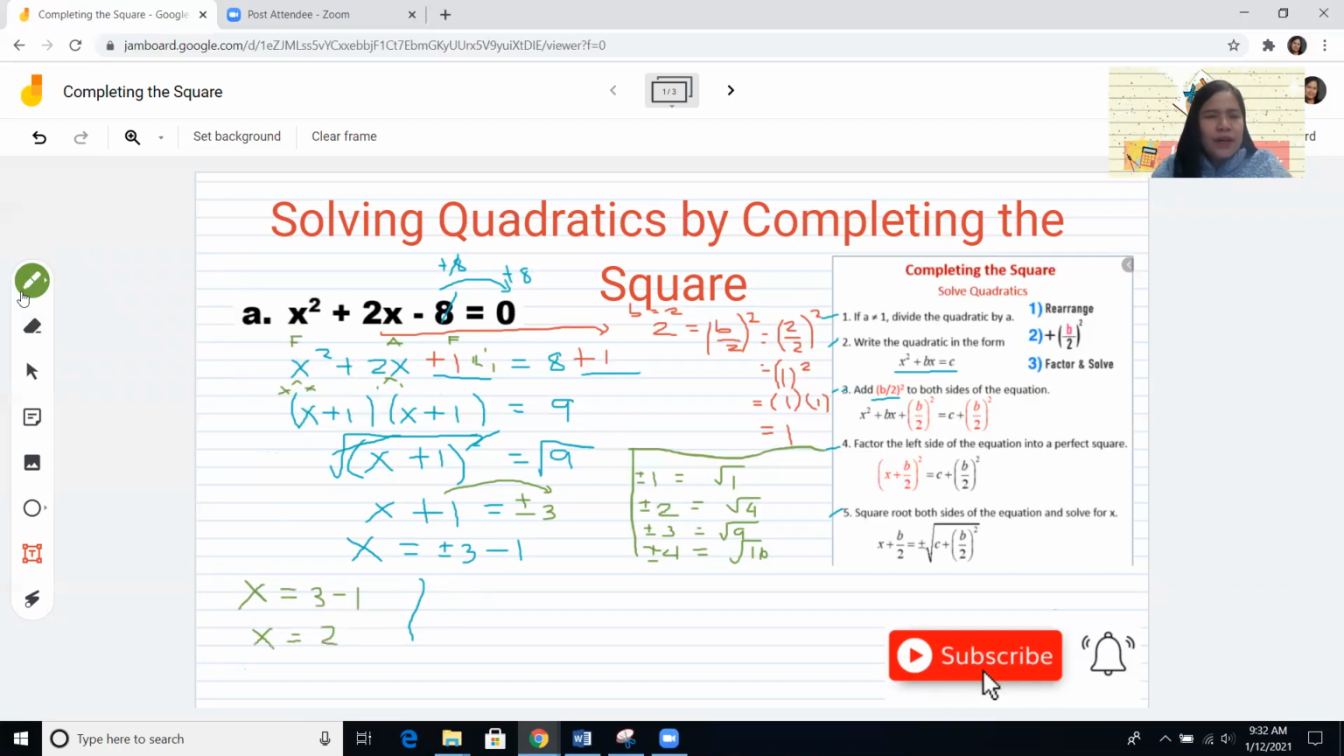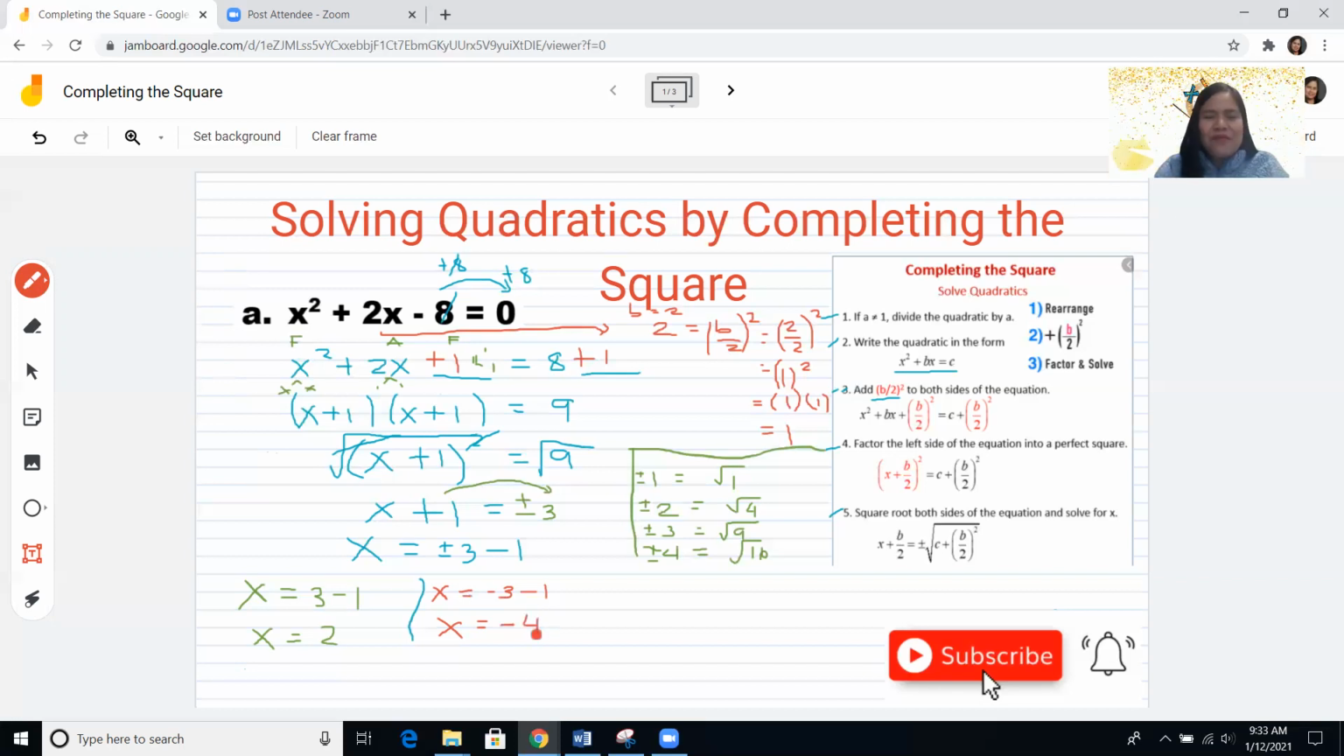And then for the second x-intercept or root, we will use the negative 3 in here. So negative 3, we already used a while ago the positive 3. Now we will use the negative 3. Okay, what is negative 3 minus 1? Negative 3 minus 1 is? Good job. It's negative 4. Good job.